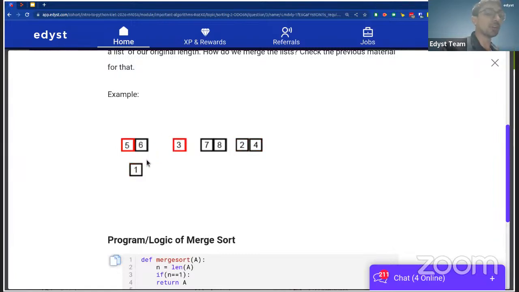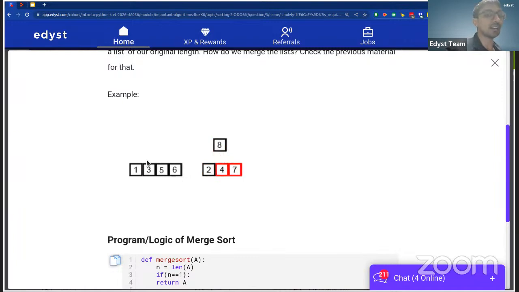So between them, you can say, okay, 1, 3, 5, 6. This is the merging of two lists that we saw yesterday. Same thing with 7, 8, 2, 4. Between 2 and 7, take 2. 4 and 7, take 4. Between 7 and then 8.